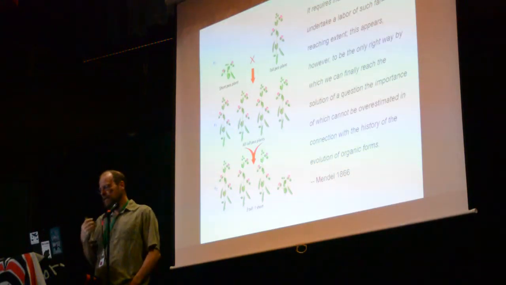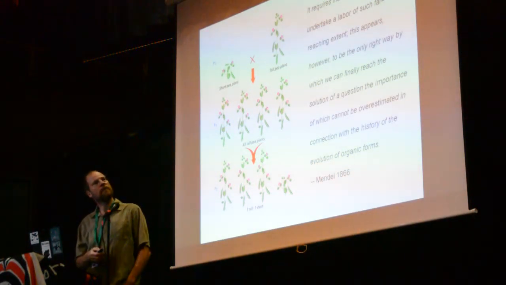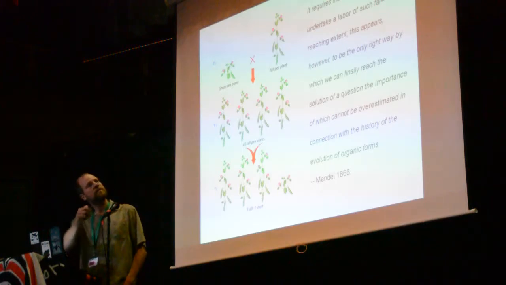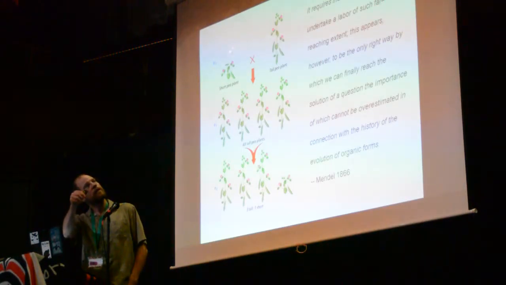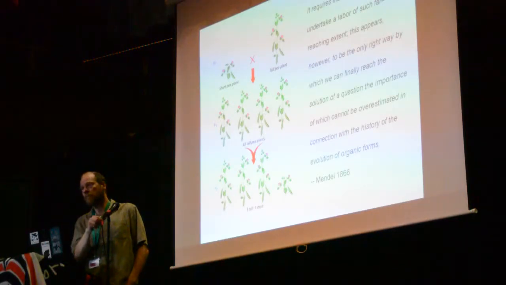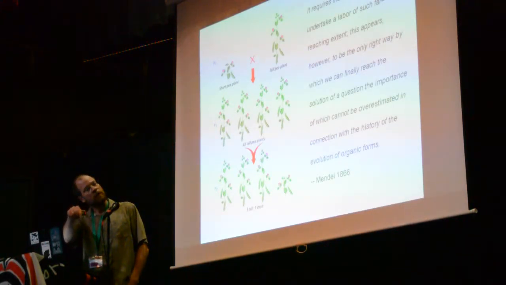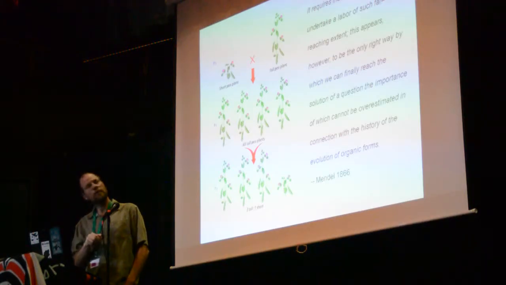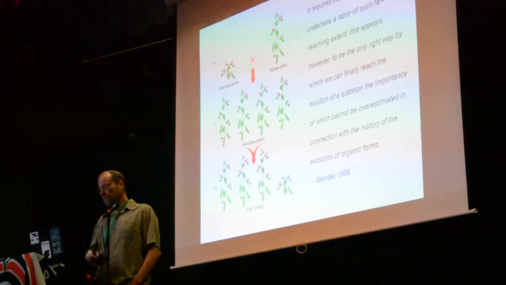So this idea of this kind of particulate nature of inheritance is really important. And based on the numbers and patterns of this, he was able to determine that you've got one particle from your mom and one particle from your dad. And in this case, if you have two short particles, it would be short. If you have two tall particles, it would be tall. And if you have one of each, it would also be tall.